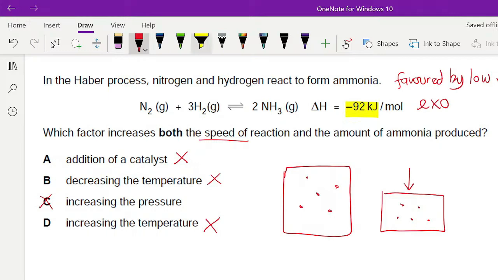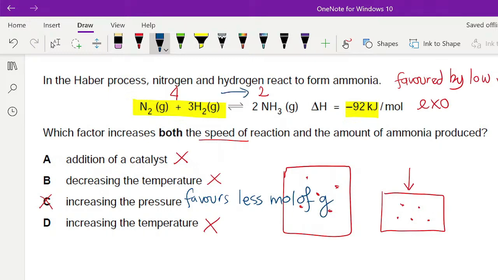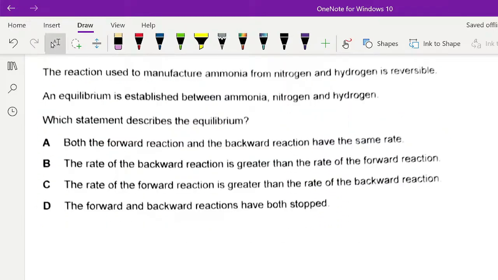And also look at this side. This side we have in total 4 moles of gas, and this side 2 moles of gas. So if you reduce the volume or increase pressure, it favors the side with fewer moles of gas. Okay, which means equilibrium shifts to the right, producing more ammonia. So answer is C.